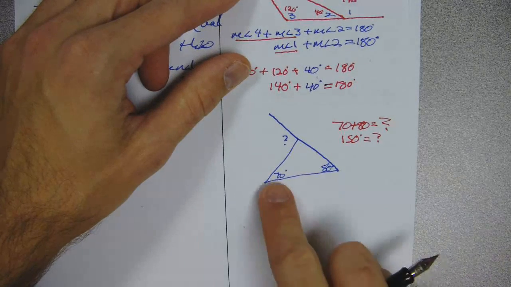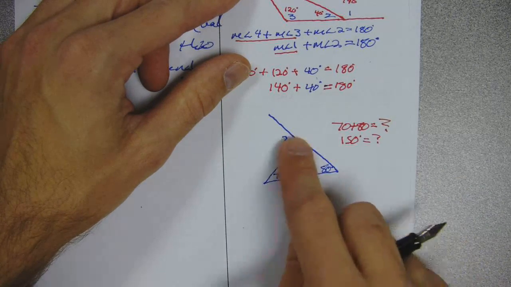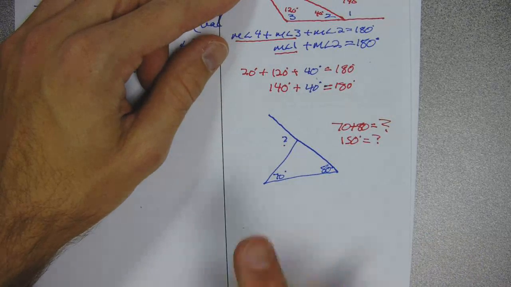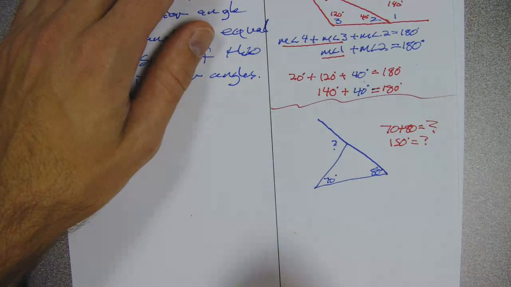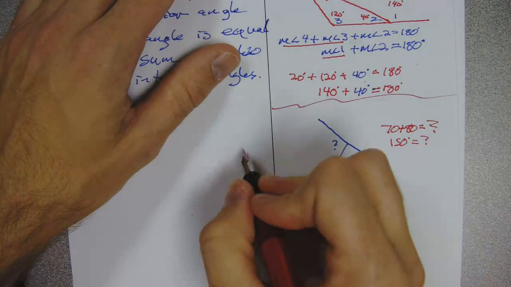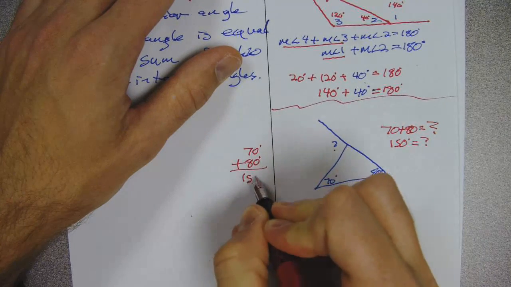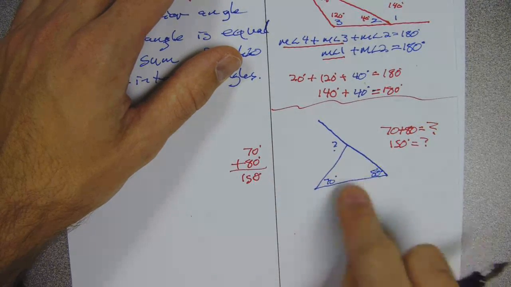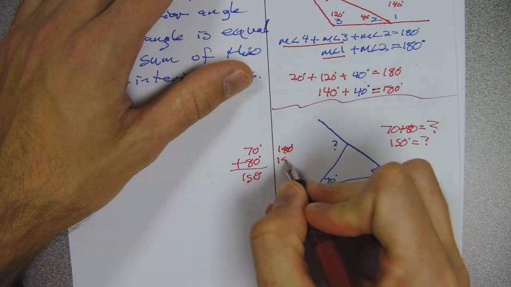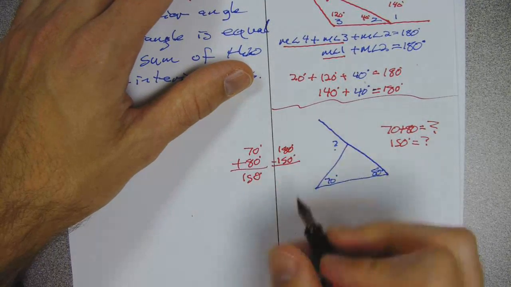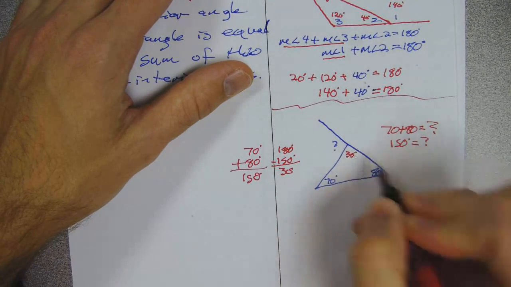So that's the quick way. Take these two remote interior angles, add them together, and automatically you get what's on the outside. All right. Let me show you the long way around. Let's find this angle on the inside first. So if I have 70 and 80, add those together, I get 150. Remember, all three interior angles add up to 180. So if I take the 150 and subtract, that's 30.